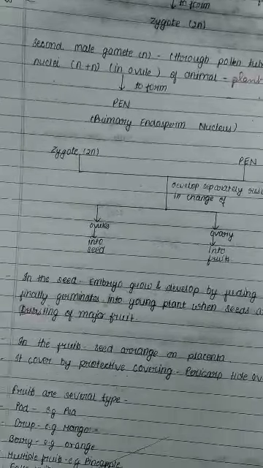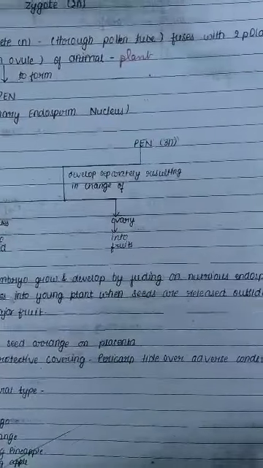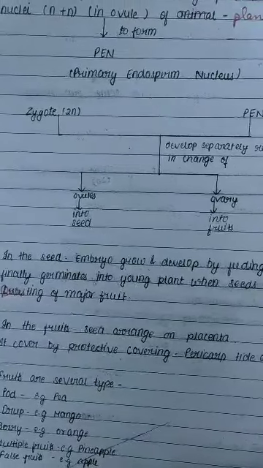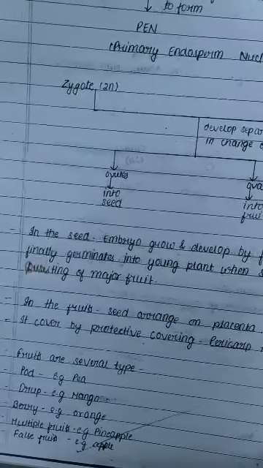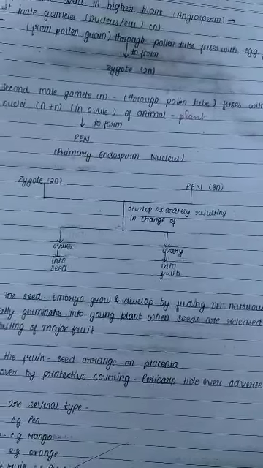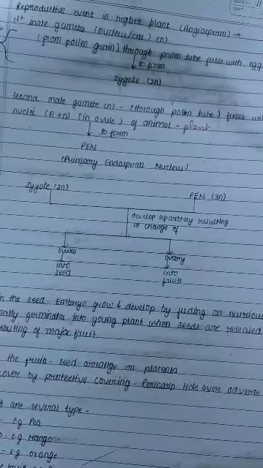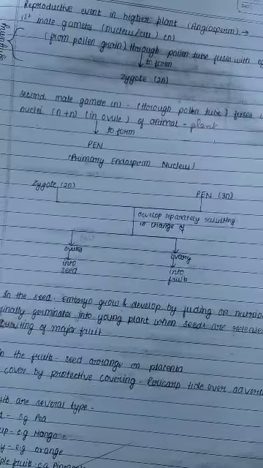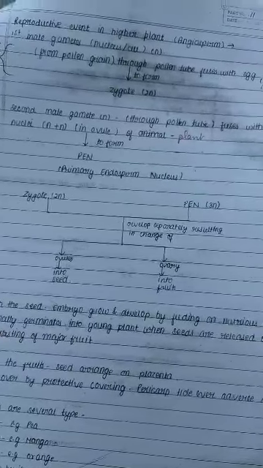In the seed, the embryo grows and develops by feeding on nutritious endosperm, finally forming young plants when seeds are released by bursting of mature fruit. In the fruits, seeds are arranged on the placenta. The seeds found in the fruits are arranged in a certain pattern, and this is called placentation, where the ovules are arranged in the ovary in a particular manner.